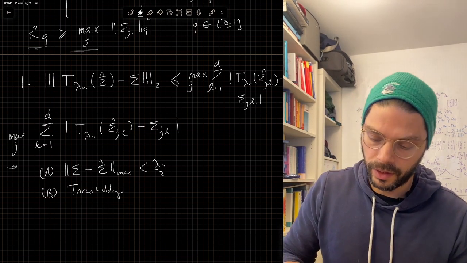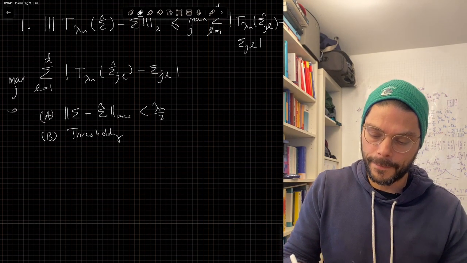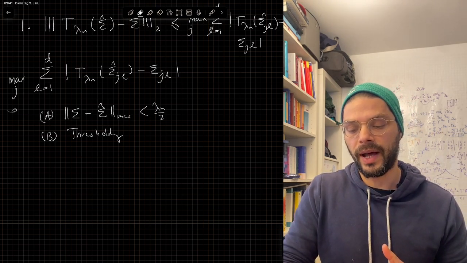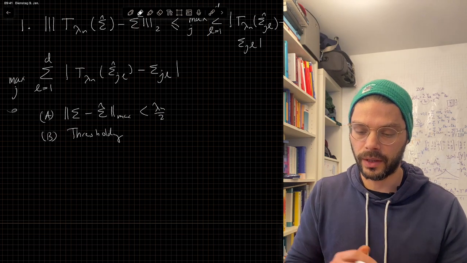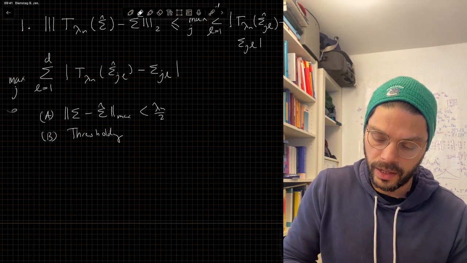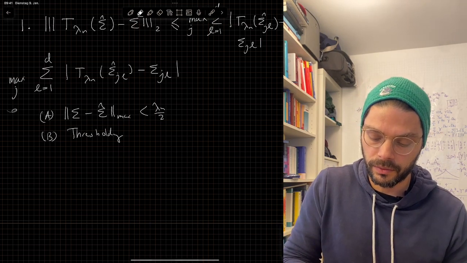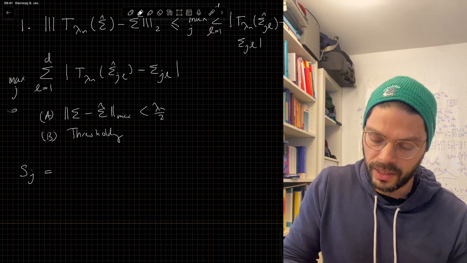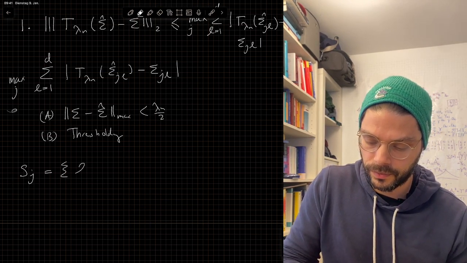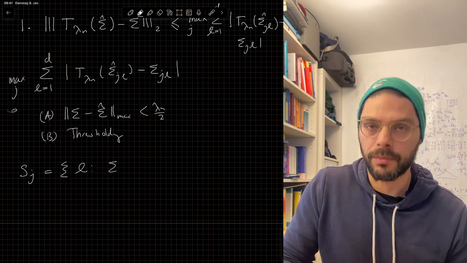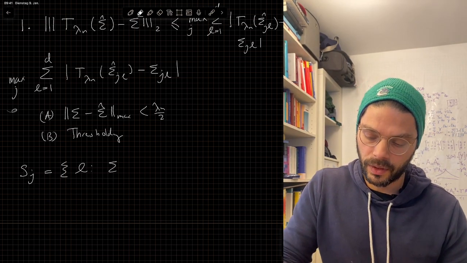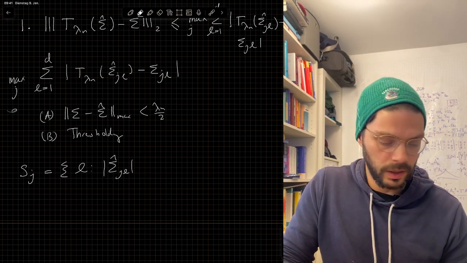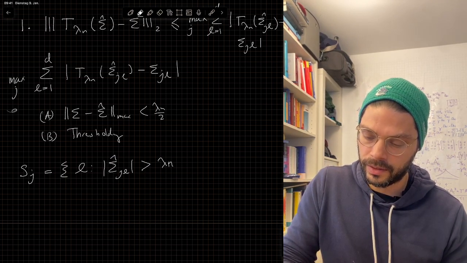Okay, so how are we going to do that? The very first thing we're going to do is use the fact that this thresholding is happening. So we're going to define a subset that depends on the rows. Let Sj be the subset such that, and what it says in the textbook is actually incorrect, it should be that the empirical sigma hat JL is greater than lambda n over 2.